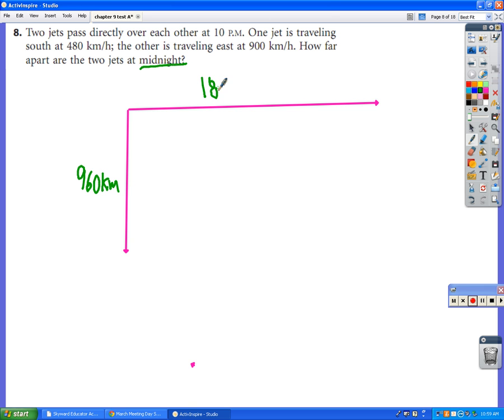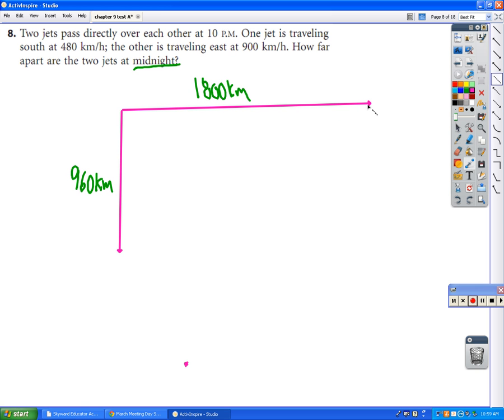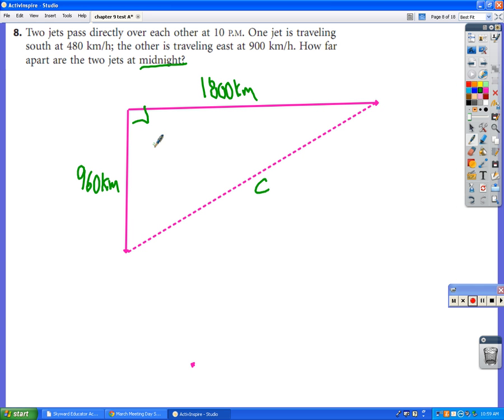1800 kilometers. And then if we're trying to find the distance between them, we're trying to find the hypotenuse of that perfectly drawn right triangle. And then that's just the Pythagorean theorem. And if you do that, that works out to be what? 2,040 kilometers.